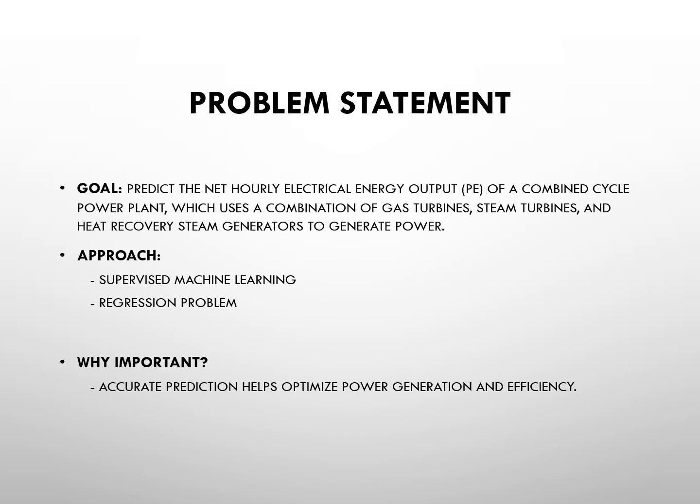Let's get started. The goal of this project is to predict the net hourly electrical energy output of a combined cycle power plant using the environmental sensor data. This is a supervised machine learning regression problem because the output variable is continuous. Accurate prediction helps improve efficiency and operational planning of the power plant.